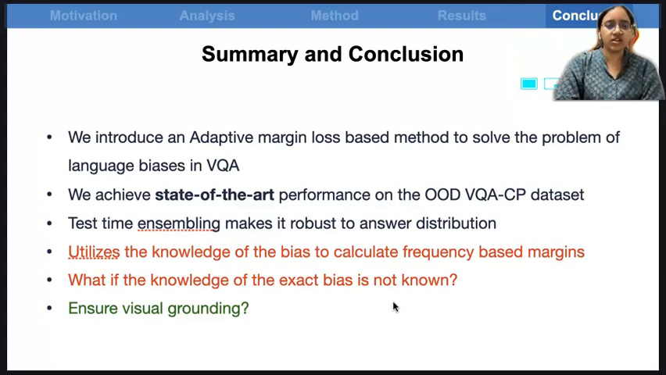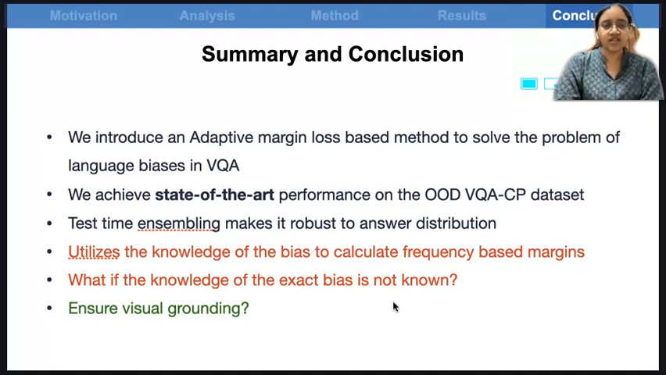So we have reached the conclusion where we say that in summary, we introduce an adaptive margin loss based method to solve the problem of language biases in VQA. We achieve state-of-the-art performance on the out-of-distribution VQA CP dataset, and we do test time ensembling of the two classifier heads, which makes our model robust to any answer distribution.